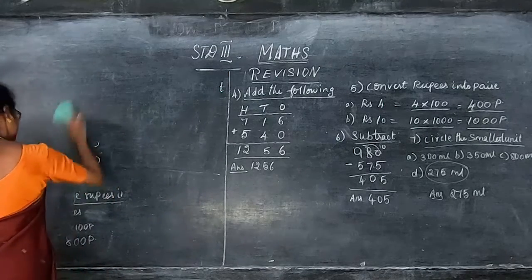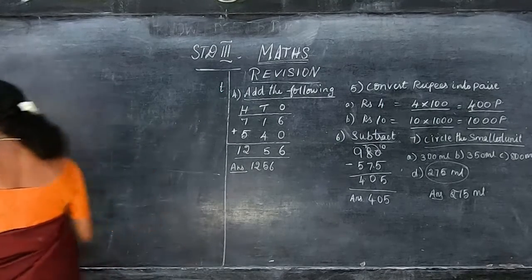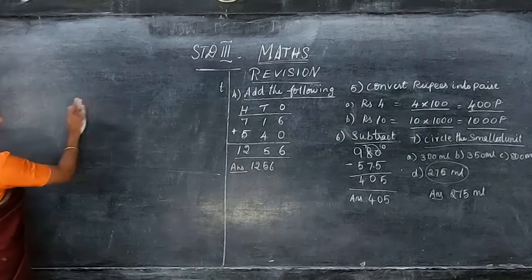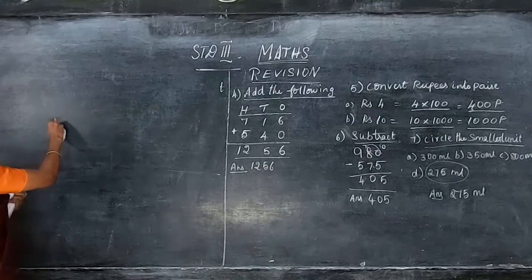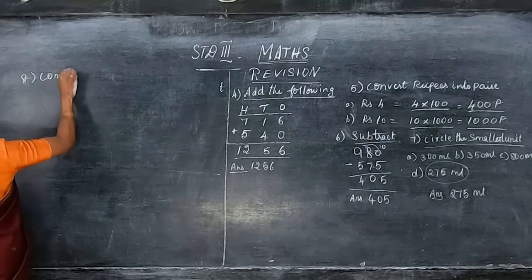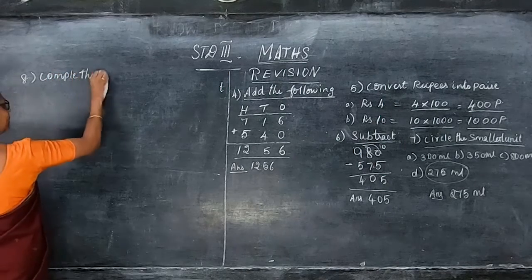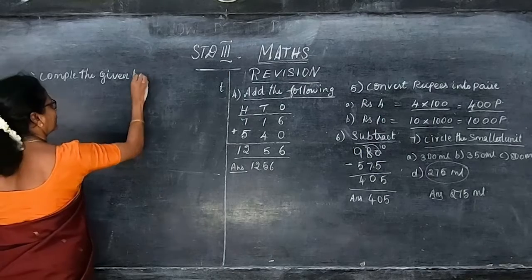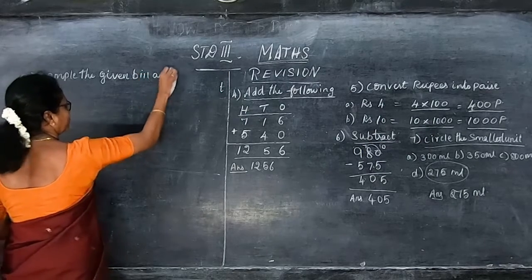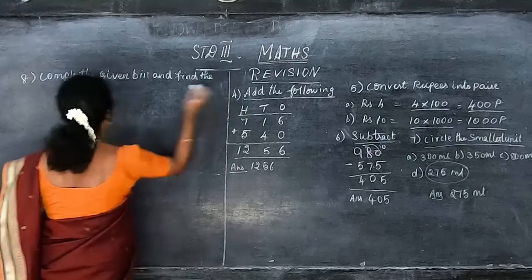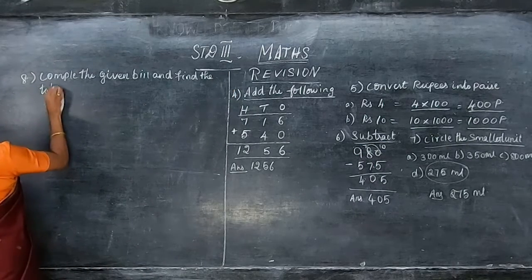And now in rupees and paise, then the next one is eighth sum. Complete the given bill and find the total amount.